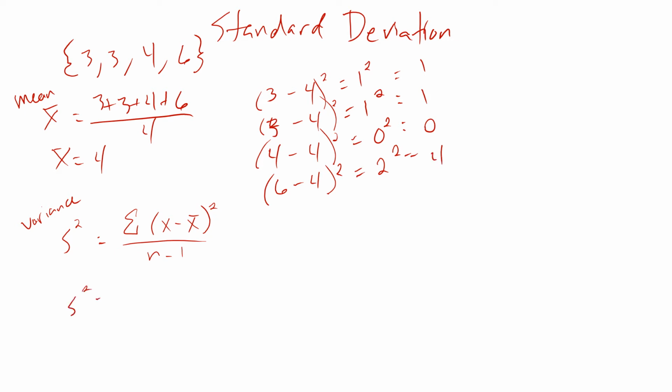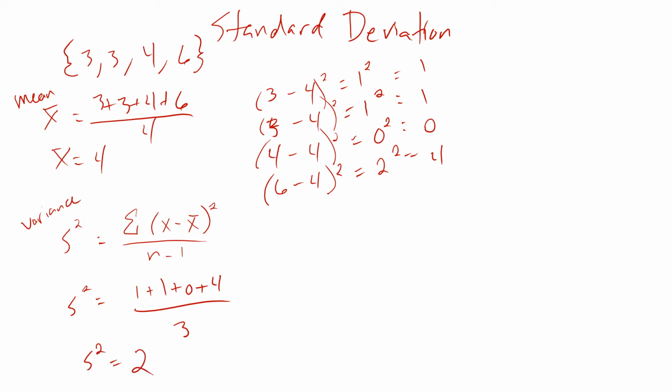So our variance is going to be 1 plus 1 plus 0 plus 4. And we're going to divide by 4 minus 1, which is 3. So 1 plus 1 is 2, plus 4 is 6. Divide by 3. Our variance is going to be 2.